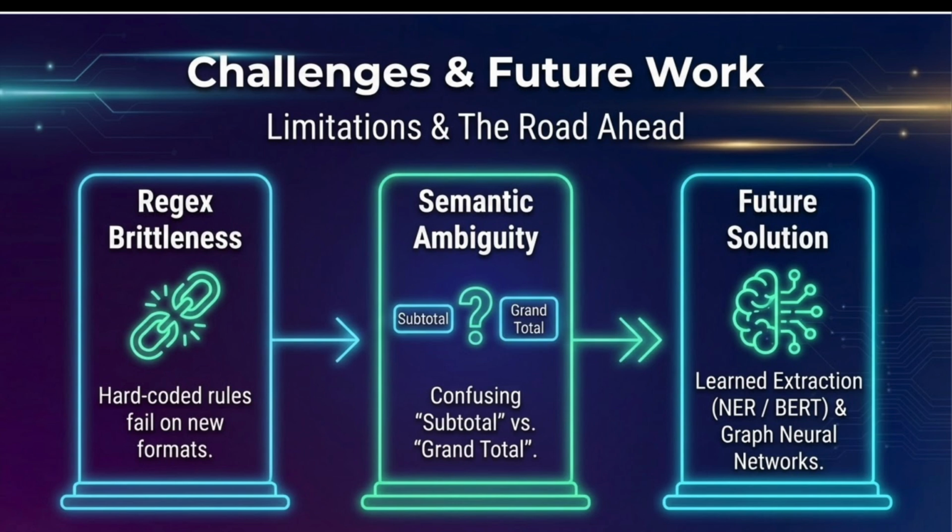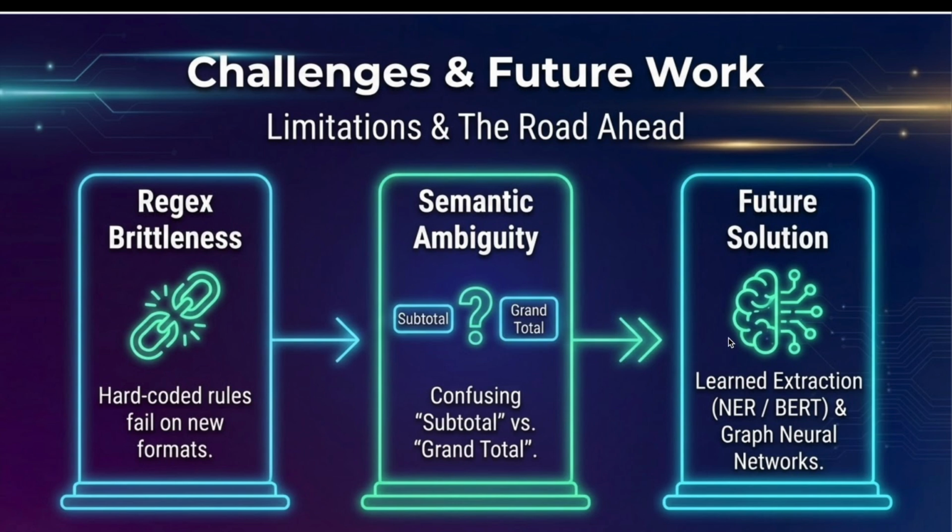Second, semantic ambiguity. This is our biggest bottleneck. The question mark here represents the confusion between subtotal and grand total. When five monetary values appear vertically on a receipt, simple string matching can't reliably identify which is the final amount to pay. This requires understanding the context and spatial relationship.